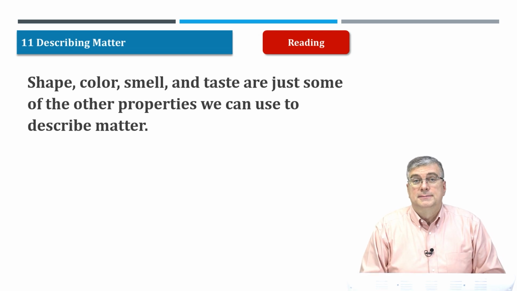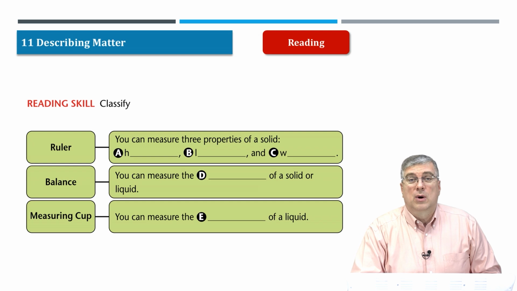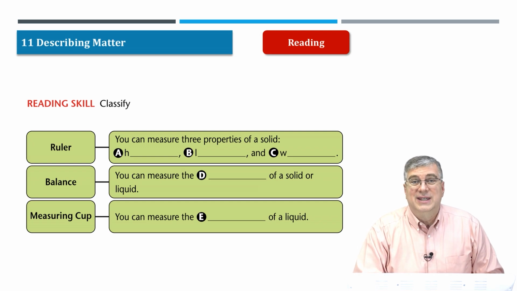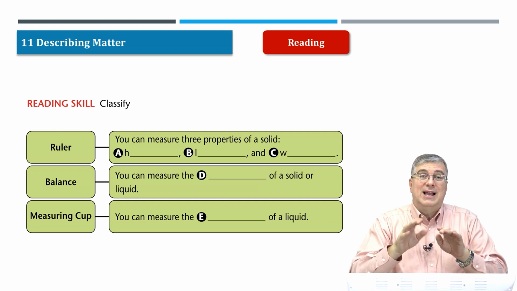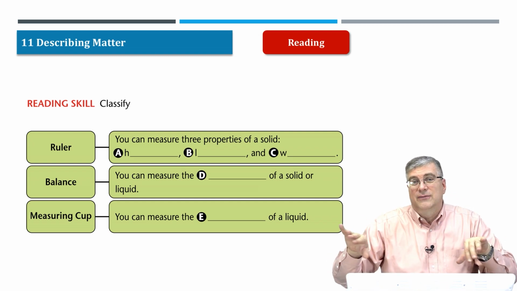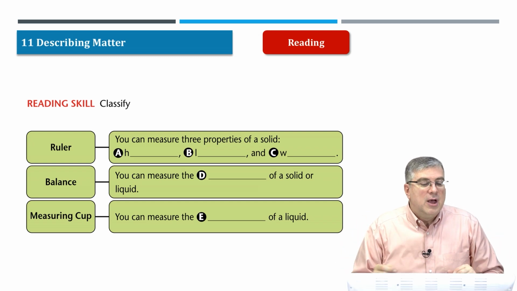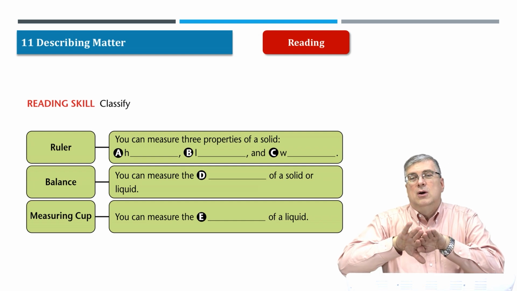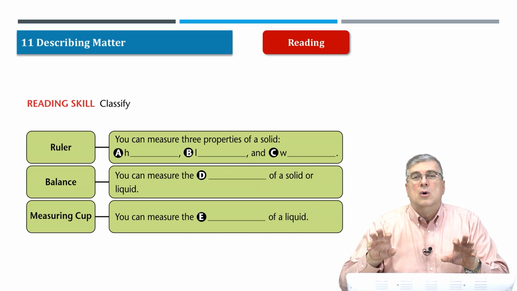Okay, very good. Let's talk about the reading passage and how it is organized. How is the information organized in this passage? The reading skill is classify. Now remember, classify is to separate into different groups. So we might separate things according to their properties. But in this case, we're separating matter by how we can measure them.